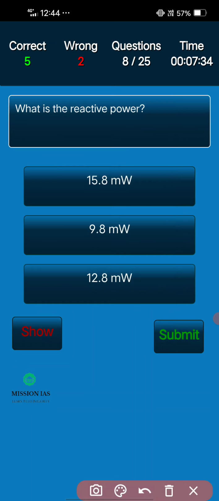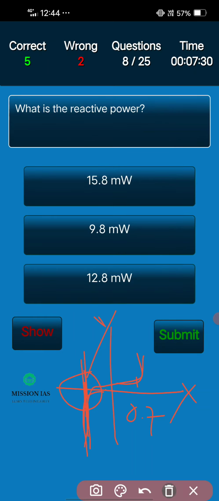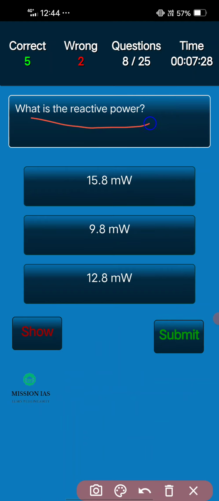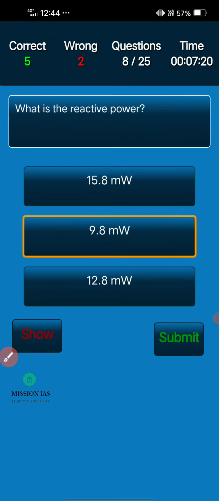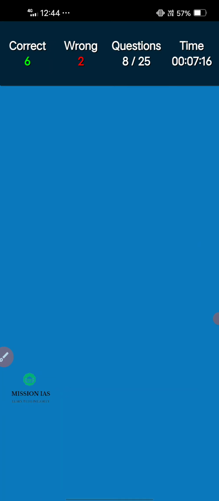After that, the next question in front of you is: what is the reactive power? It usually has to be shown in the picture itself, but randomly we can choose a constant, predefined value. We can say that it is 9.8.